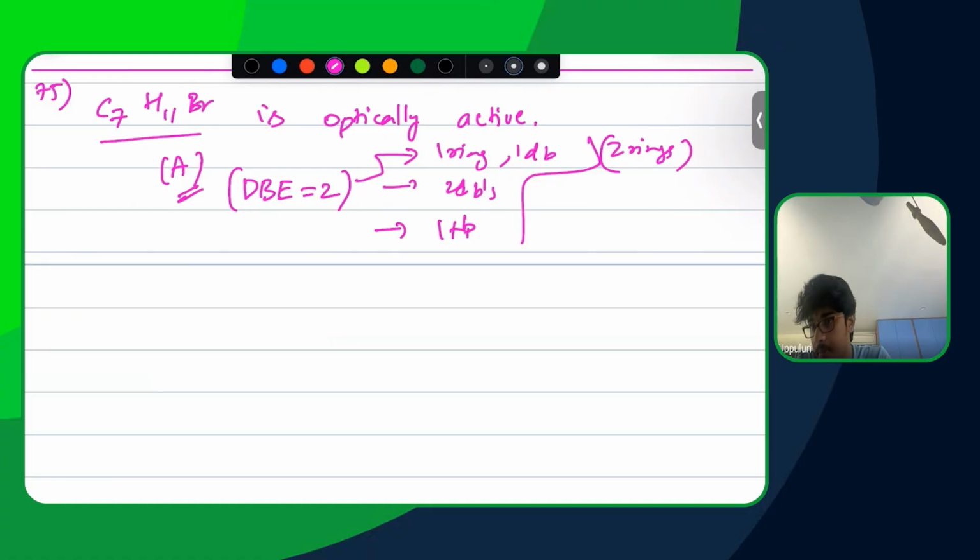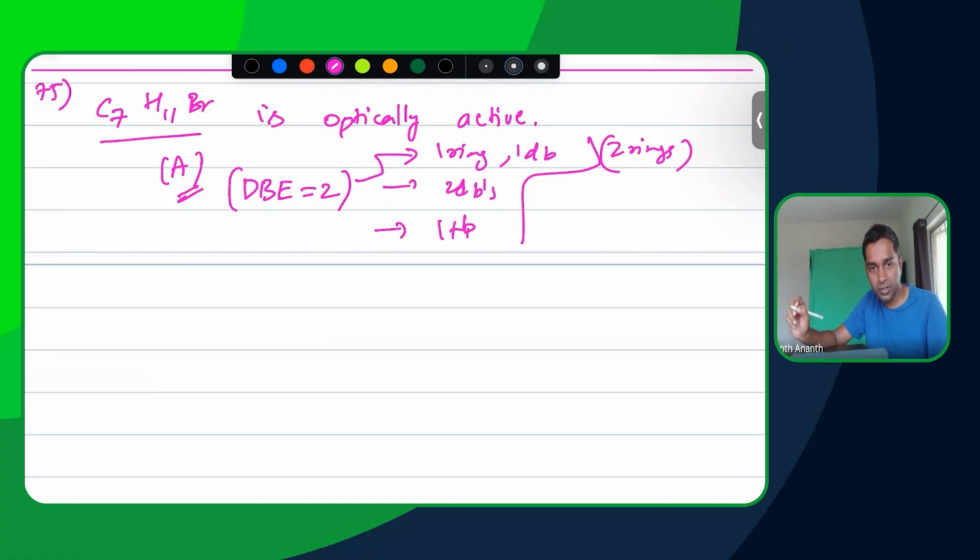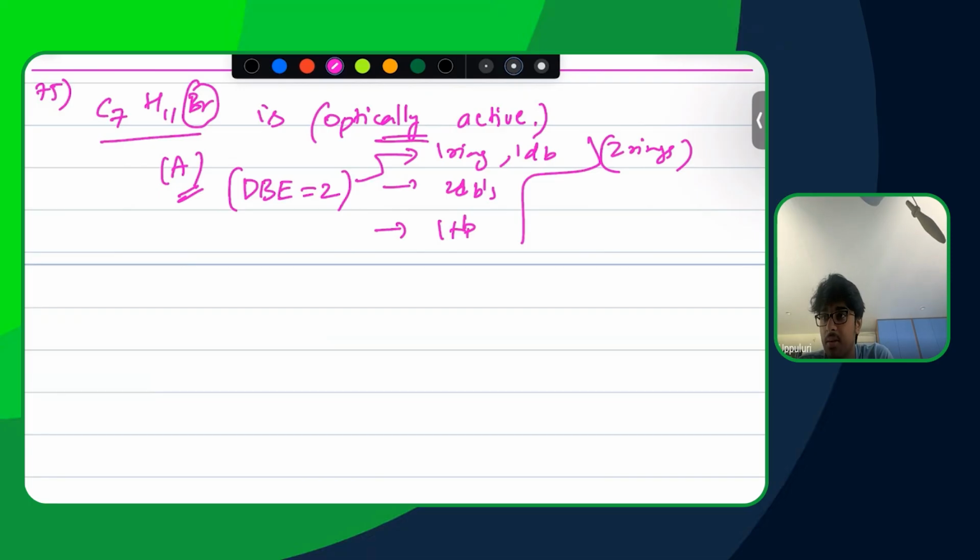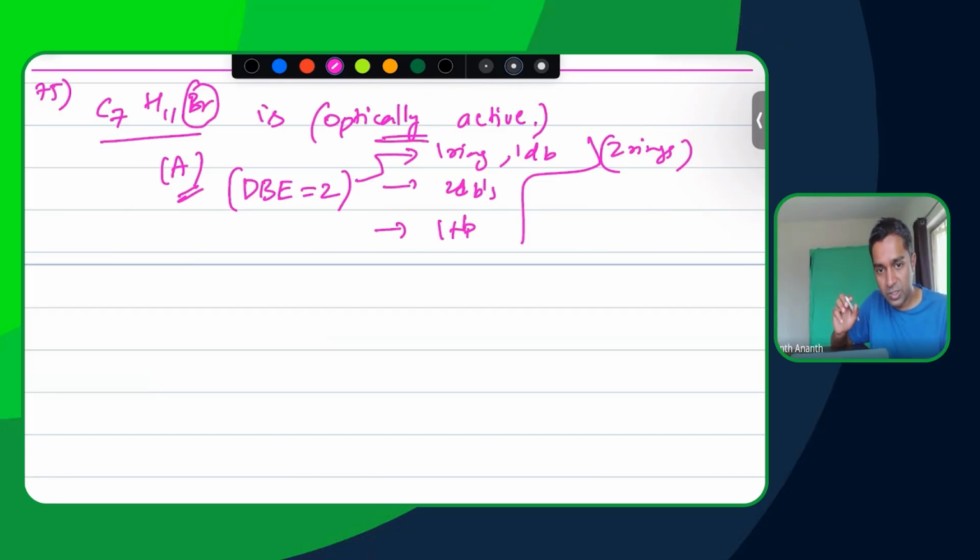Now they are also telling me it's optically active. That means this bromine is mostly on some chiral location, not for sure. Next, A reacts with HBr in the presence of peroxide to give two isomeric products B and C. Treating A with potassium tertiary butoxide gives D. D on reductive ozonolysis gives 2 moles of formaldehyde.